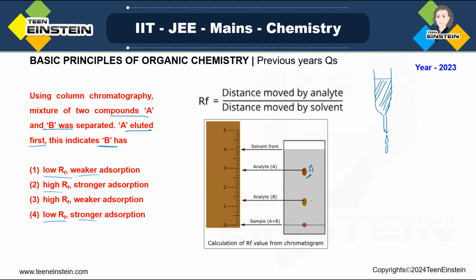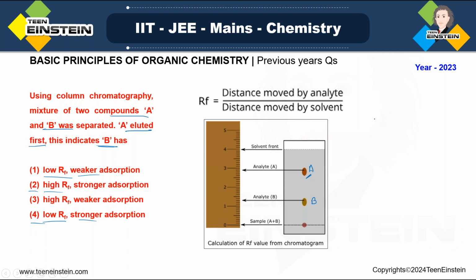So here it is A and it is B, and in this case A will come first and after that B will come, right? Now when it is so, obviously it will be stronger absorption for B because it is strongly absorbed, and that is why it is coming after A, right? So that is why we have to choose either option 2 or 4. Now whether it is high Rf or low Rf. Now what is Rf? What is the meaning of Rf? That we have to know.